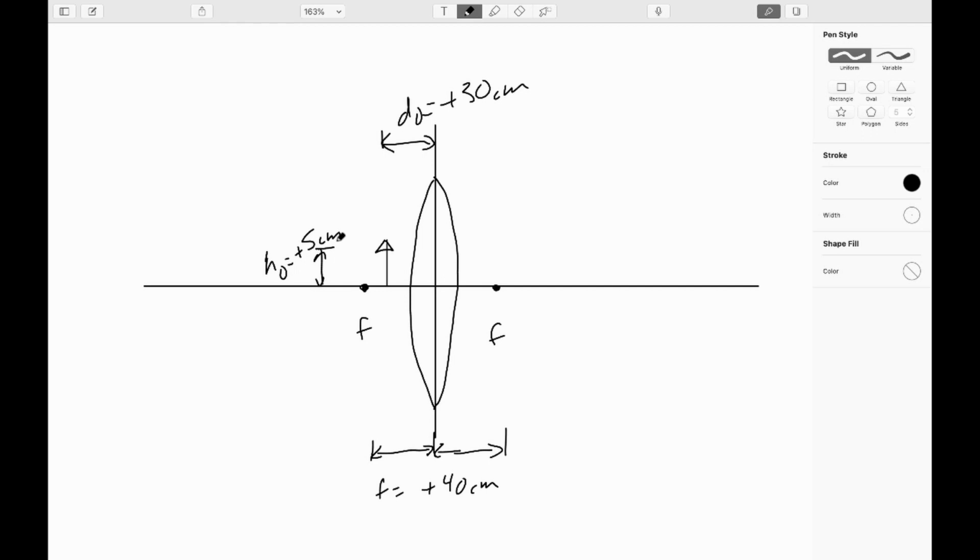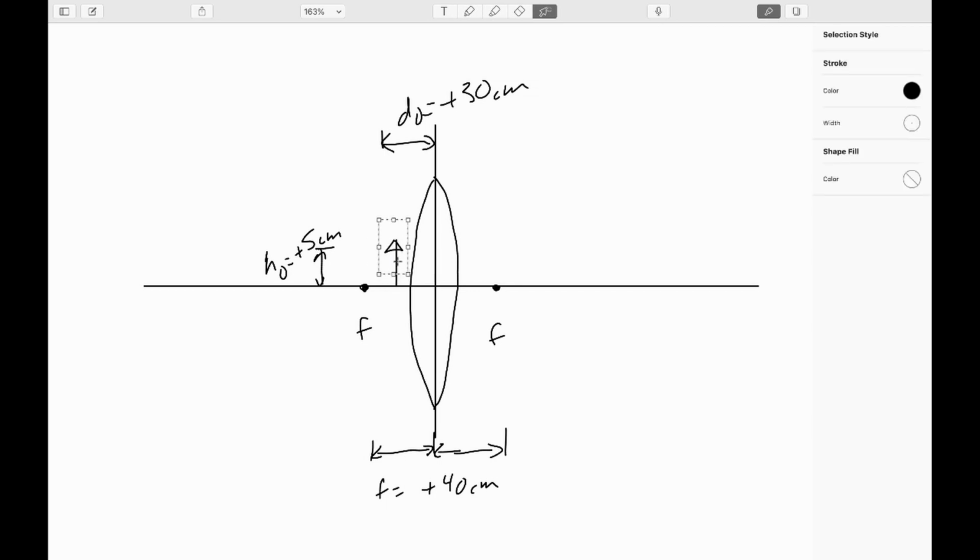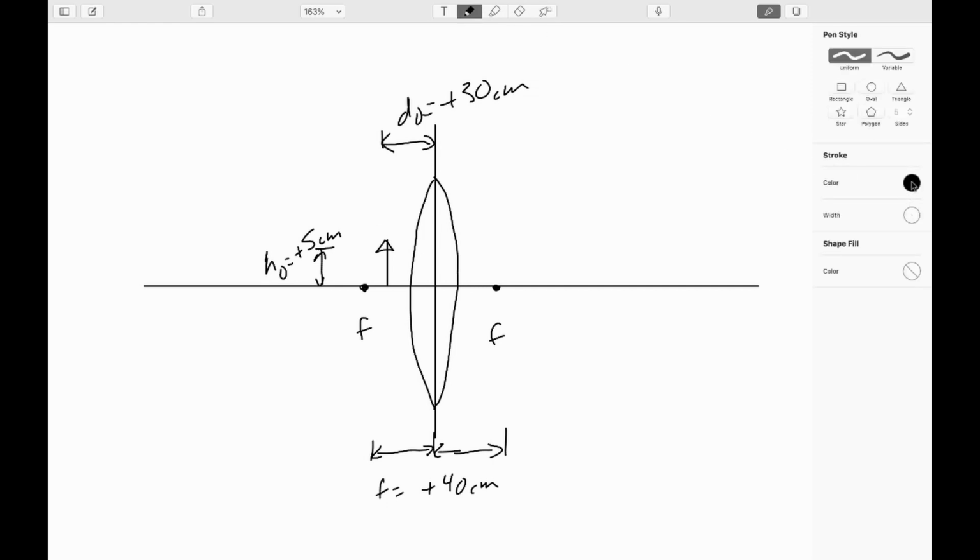So I would like again here to locate the image and figure out how high it is. Sorry, I need to move this just a little bit. There, that's closer to being about right. Okay. So again, when you're doing these things, you don't have to do a great ray diagram, but you should do a ray diagram. So let's just kick one out here, paraxial ray.